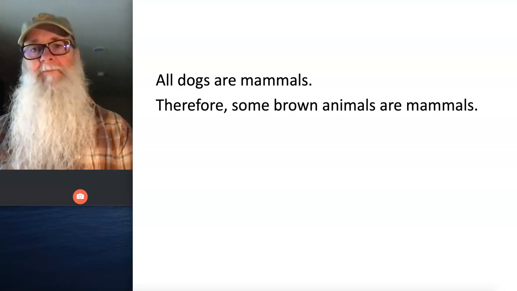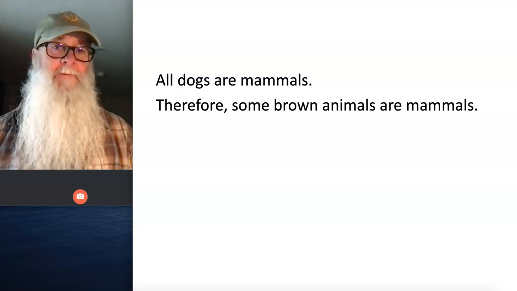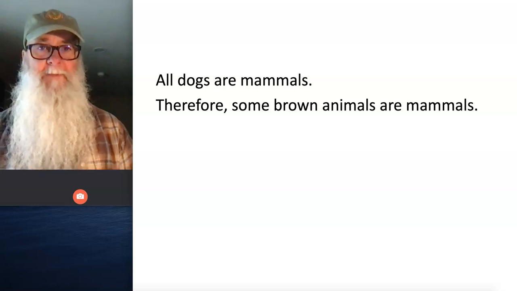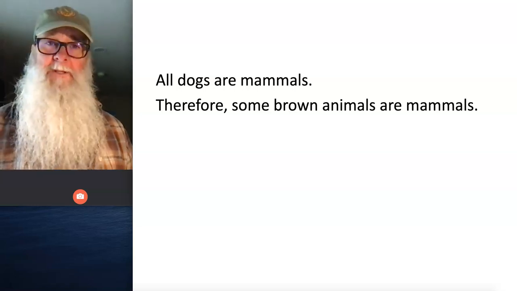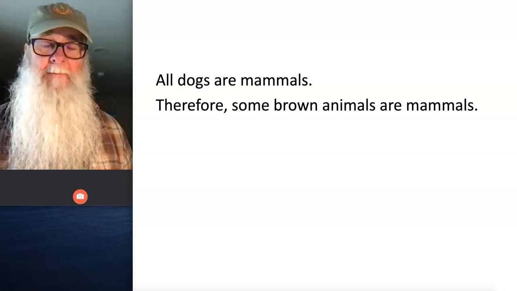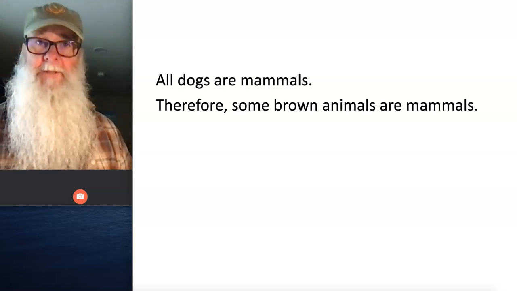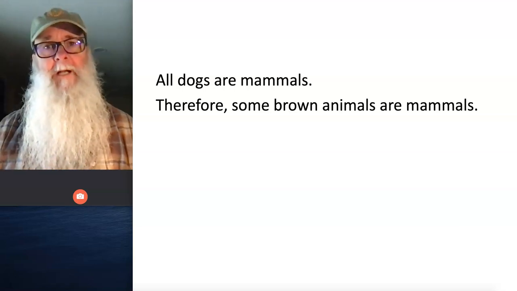Take a look at this argument. All dogs are mammals. Therefore, some brown animals are mammals. Now, we did learn at the beginning of our course that it's possible to have an argument that has only one premise that leads with logical necessity to a particular conclusion. Is this that kind of argument?